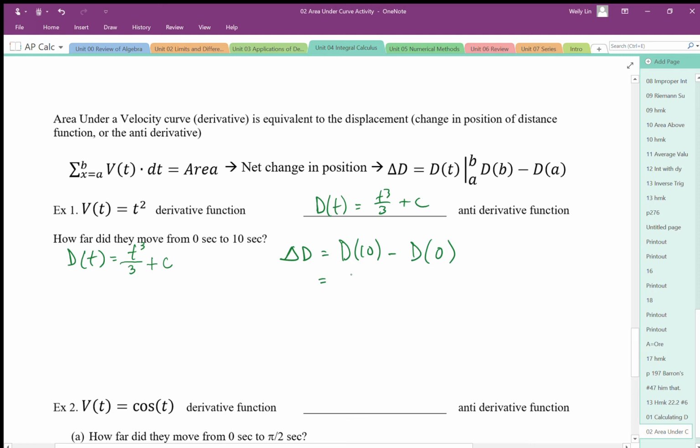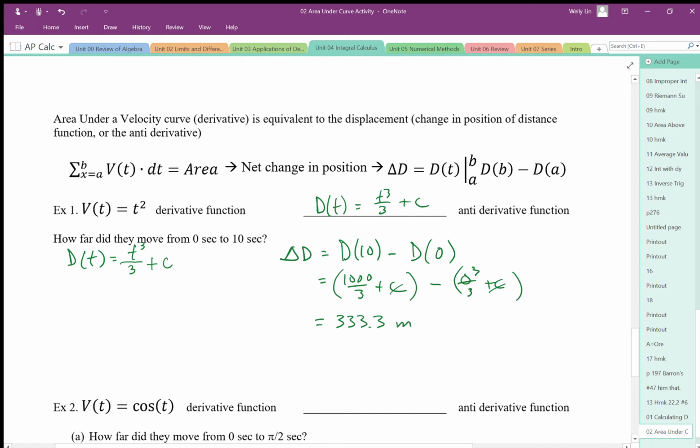Okay, well the d at 10 seconds was 1,000 over 3. And again, that plus c is a bit of a bother, a bit of a problem, but I want you to notice that when we talk about displacement, it doesn't matter. Those plus c's cancel out anyways. So we get a net displacement of 333.3 meters of displacement.